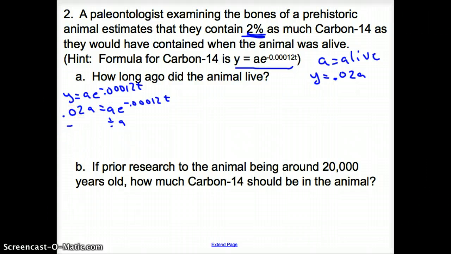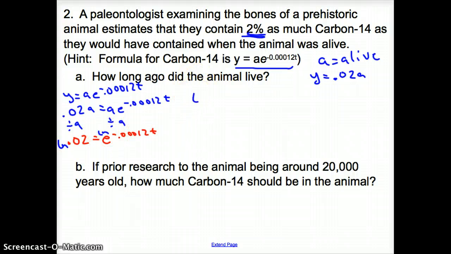So I'm going to divide both sides by a. When I do that, I come up with 0.02 equals e to the negative 0.00012t. Now what do we have to do to both sides? We have to take the natural log of both sides.